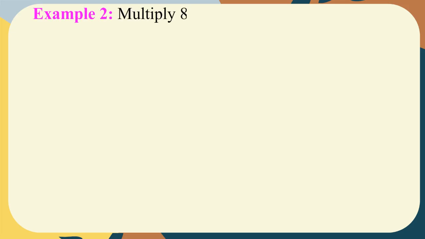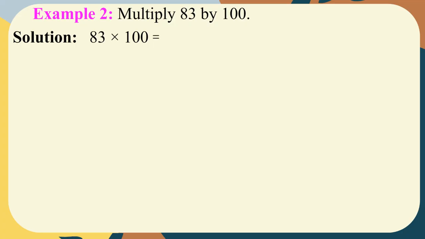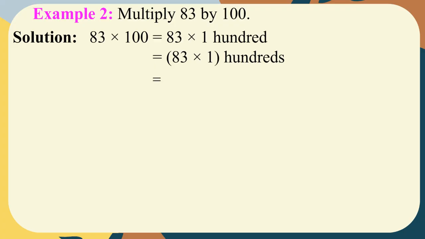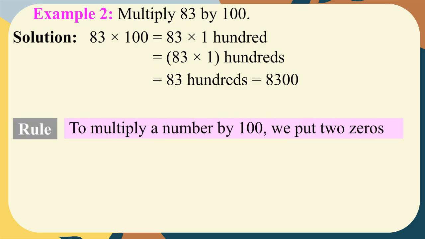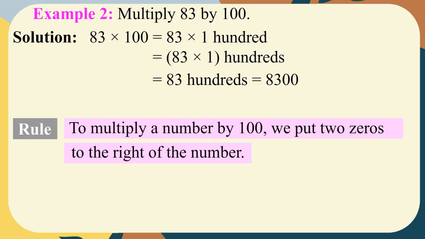Example 2. Multiply 83 by 100. Solution: 83 multiplied by 100 is equal to 83 hundreds, which is equal to 8300. Rule: to multiply a number by 100, we put 2 zeros to the right of the number.